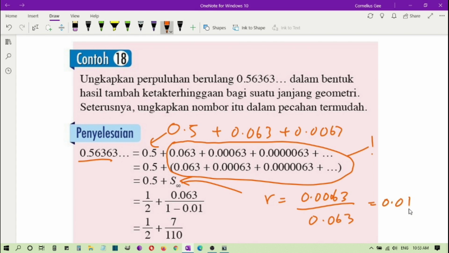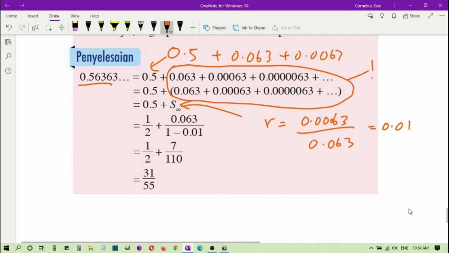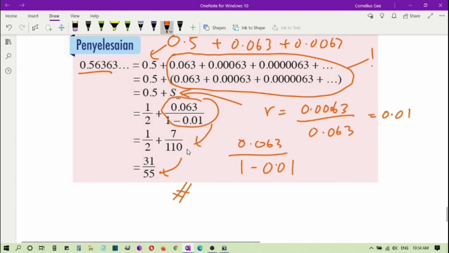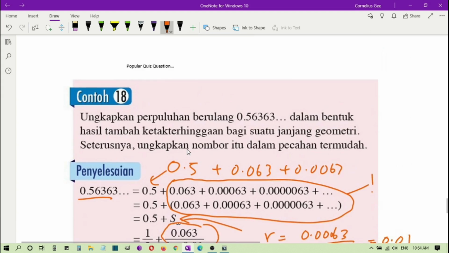Let's check it first. 0.00063 divided by 0.063. Yes, it's 0.01. Then you input into the formula: 0.063 over 1 minus 0.01. You get this, and you get this. That's it. So with this example, we end GP and we'll do some exercises after this.